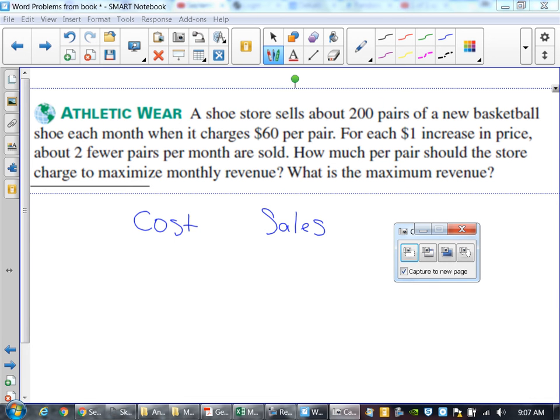In your cost, how much is each pair of shoes costing you? 60. So $60. And when you sell them at $60, how much do you sell? 200.